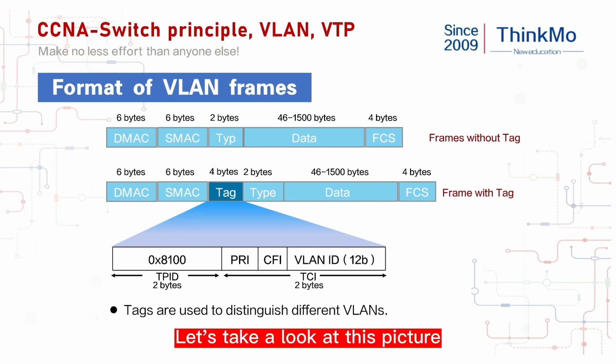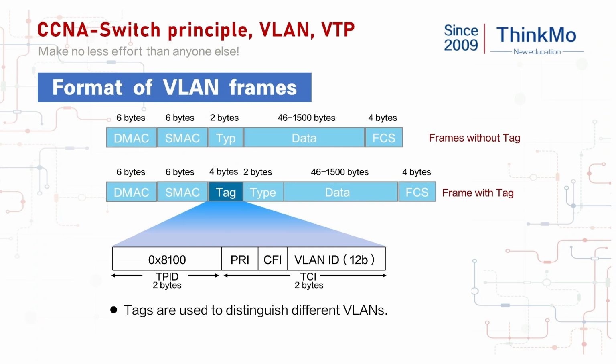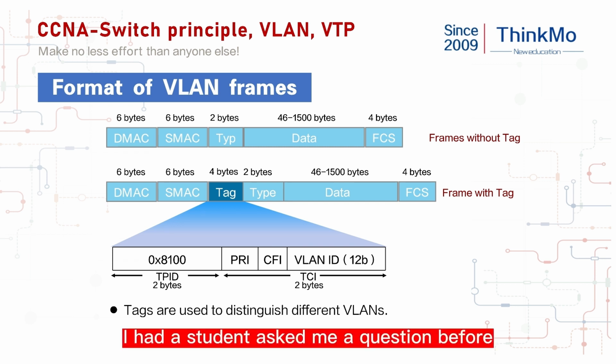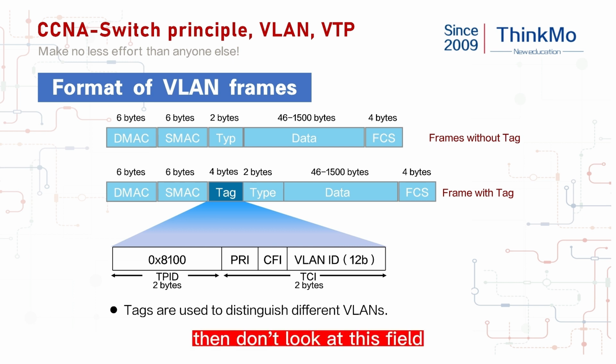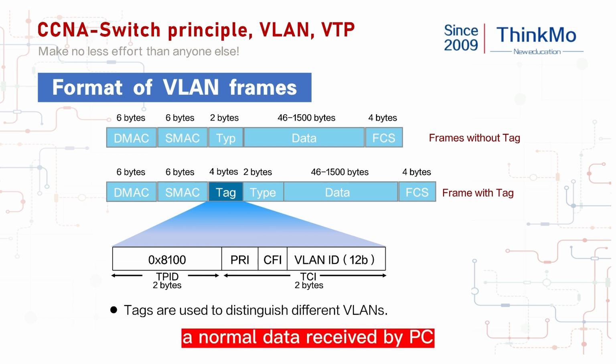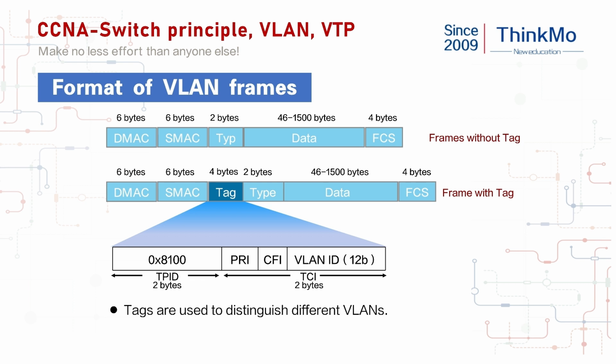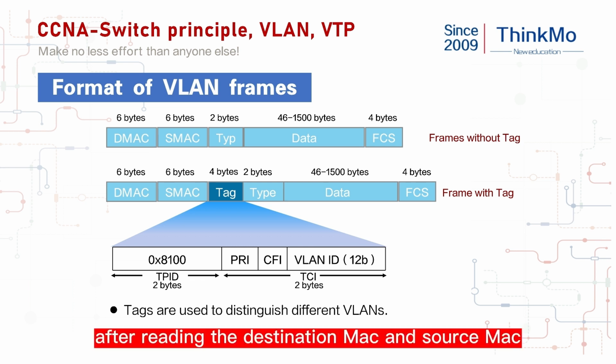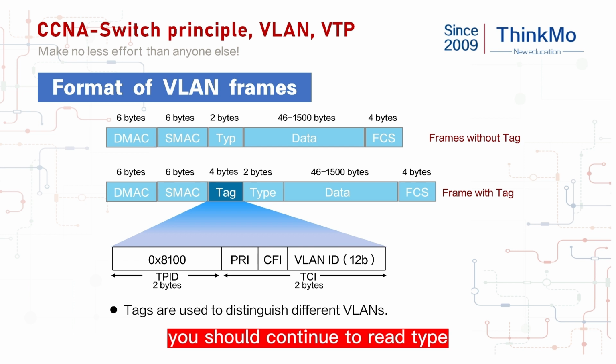Let's take a look at this picture. First you need to know that a PC can't recognize the tag. A student asked me this question before. The PC does not recognize the tag, so it doesn't look at this field; it just skips it. What I want to say is, our equipment is not so smart. The data frame read by the device is just 01010101, a normal data frame received by the PC. After reading the destination MAC and source MAC, it should continue to read the type.